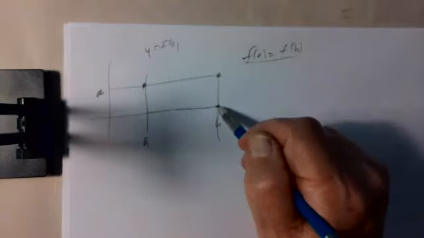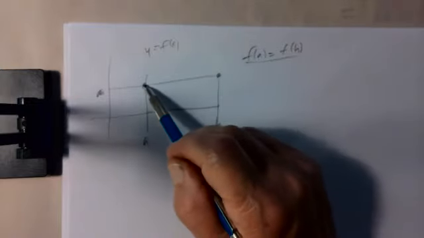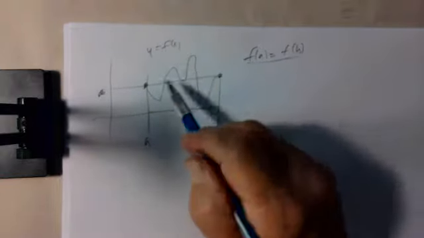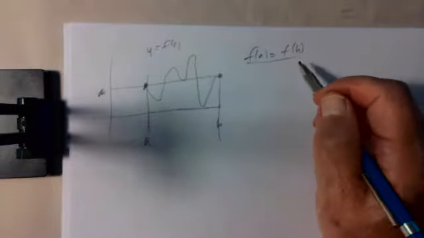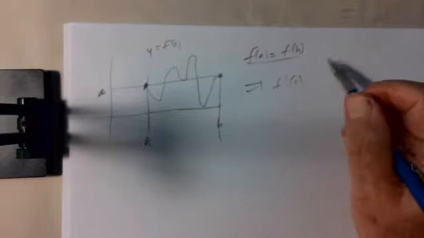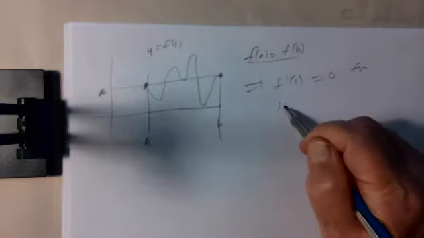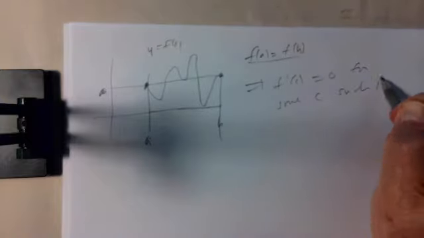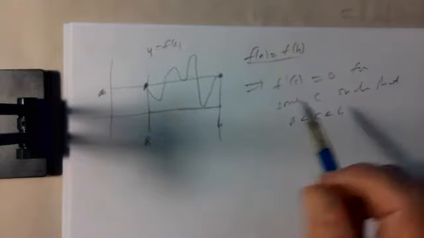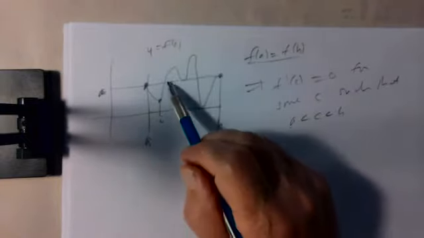If the function is continuous on this interval and differentiable in the open interval, the graph has to start here and end up here. So it can do all sorts of things, but it has to start here and end up here. And Rolle's theorem says the derivative is 0 for some number C, which is strictly between A and B. For example, at this point, that's such a number C.